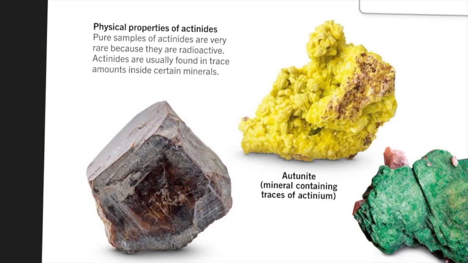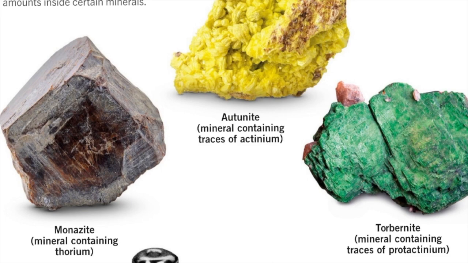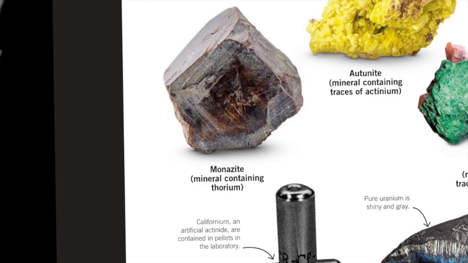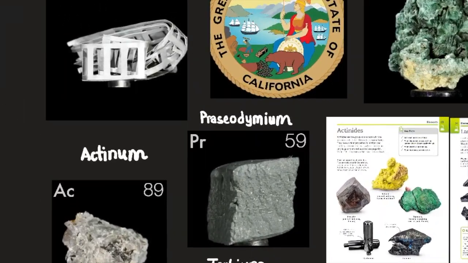So the physical properties of actinides. Pure samples of actinides are very rare because they are radioactive. Actinides are usually found in trace amounts inside certain minerals. So here we have autunite. It's a mineral containing traces of actinium. Actinium is element number 89. Here we have monazite. It's a mineral containing thorium. Thorium is element number 90.